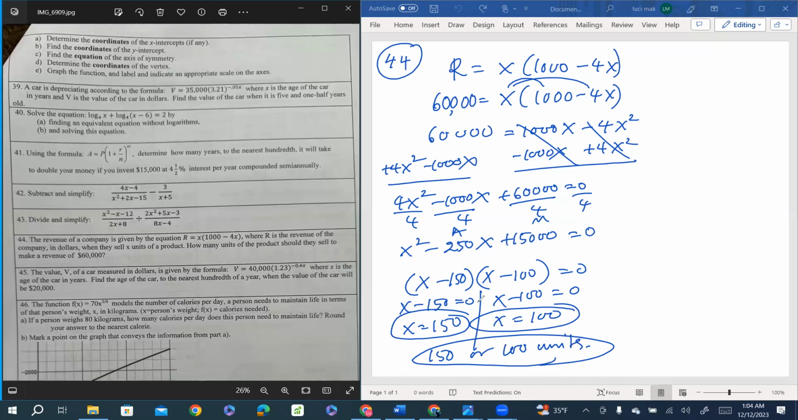But the revenue is the income. So anyway, let me erase this. Revenue is the income minus the expenditure: what comes in minus the cost. But both of them give you a revenue of 60,000. Anyway, let's look at the next question, 45.